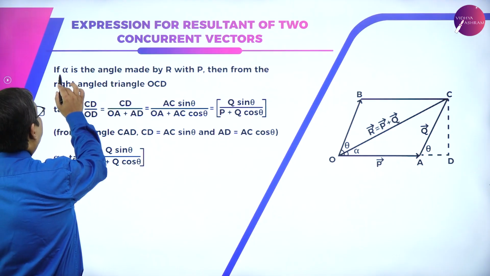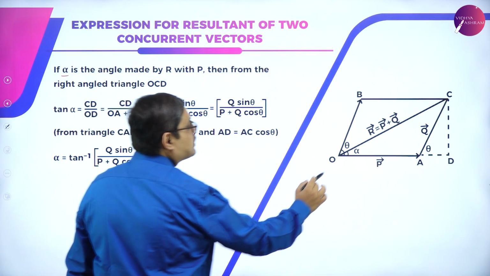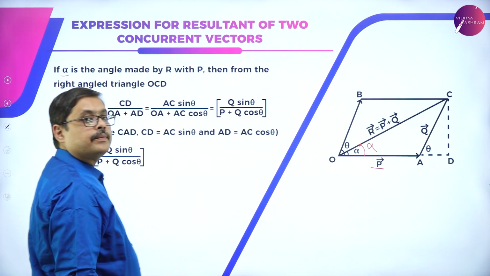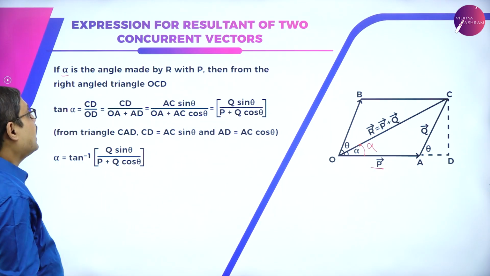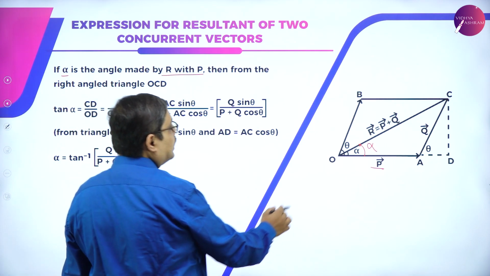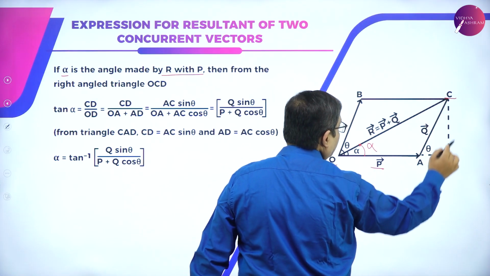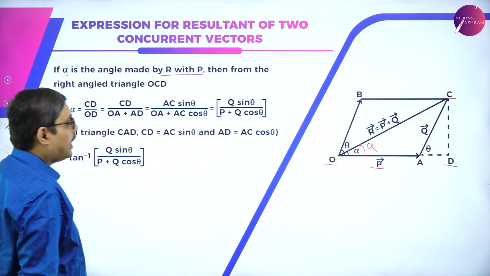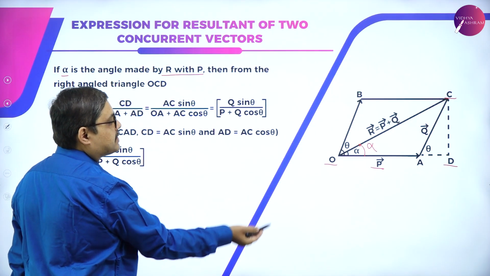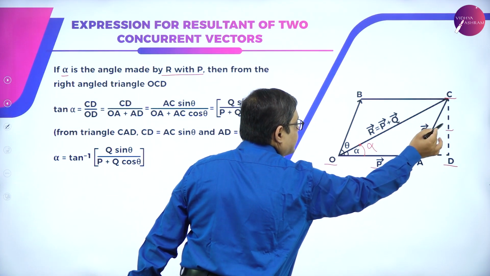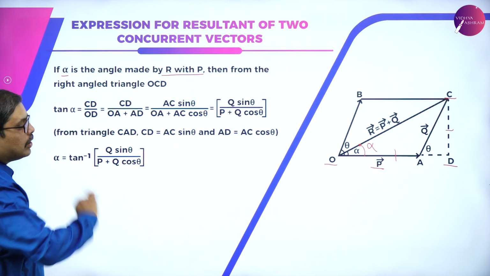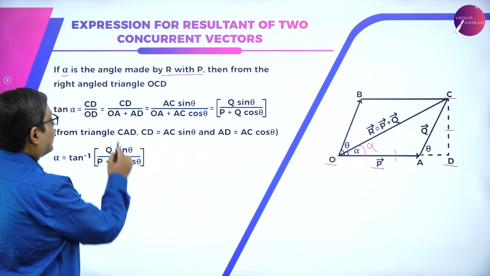If alpha is the angle made by R, the resultant makes an angle alpha with the vector P. So if alpha is the angle made by R with P, then from the right angle triangle OCD, once again I have O, C and D. What do I have? Tan of angle alpha is equal to opposite side by adjacent side. What is the opposite side? CD is the opposite side and OD is the adjacent side, CD by OD.